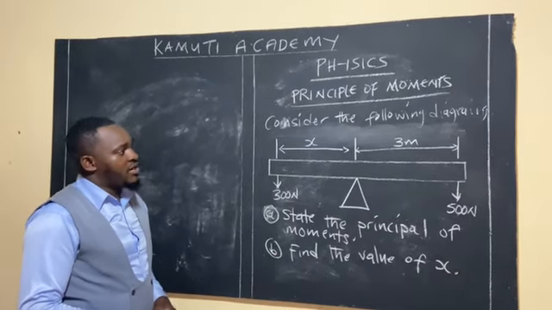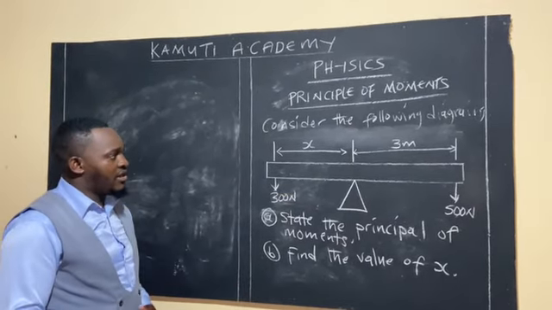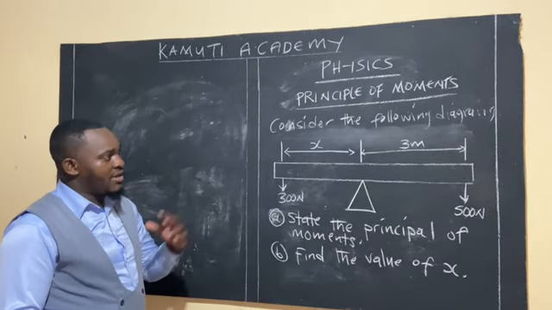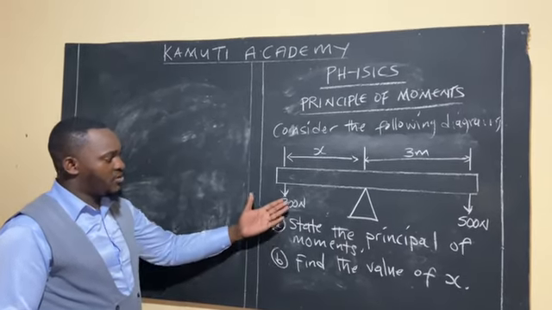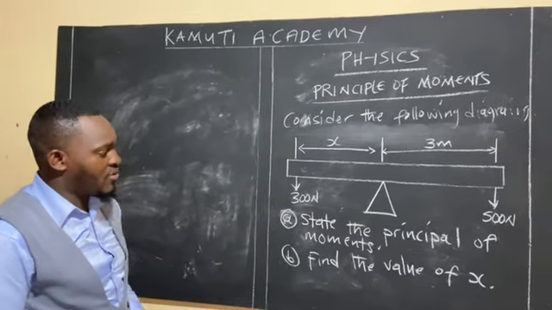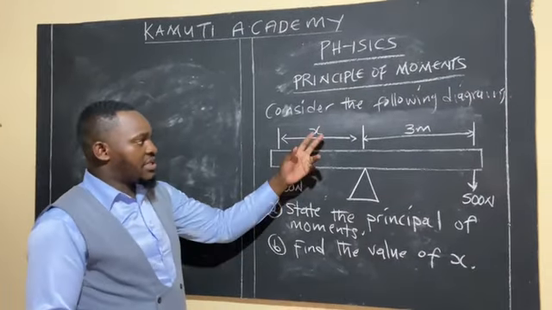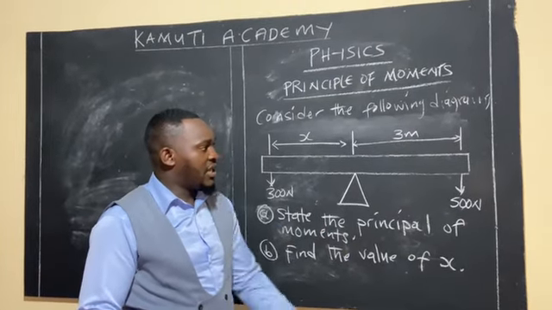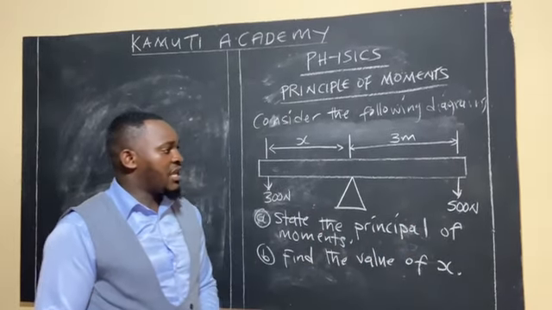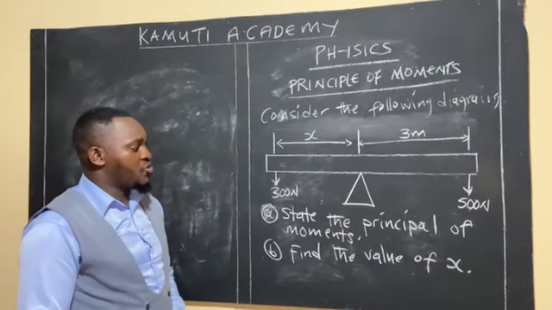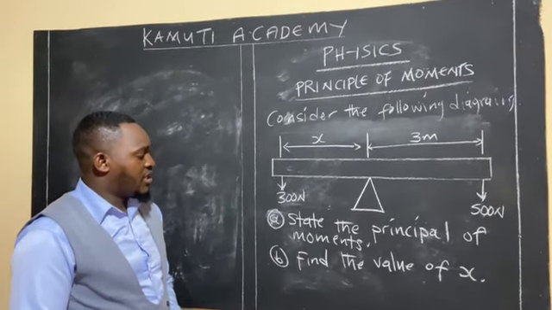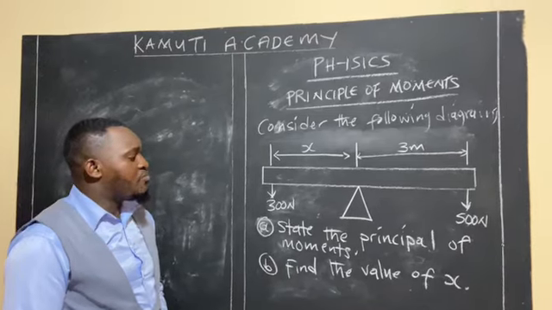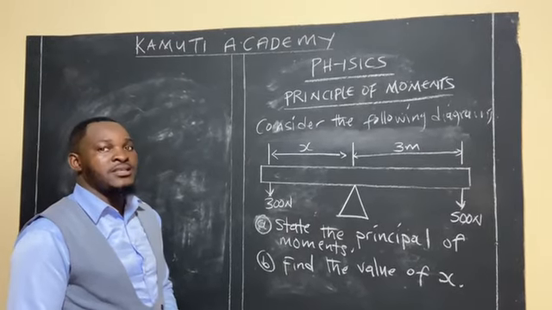Consider the following diagram. So this is a diagram that we've been given. I hope this diagram is making some sense. So we've got a weight here, a force of about 300 newtons. We've got a distance here that is unknown. We have a distance here that is 3 meters, and we have a force there of 500 newtons. Then the first question, state the principle of moment.